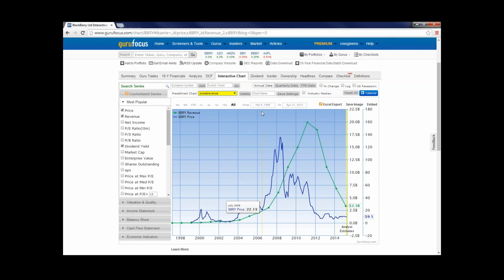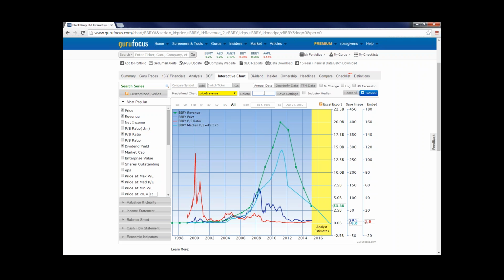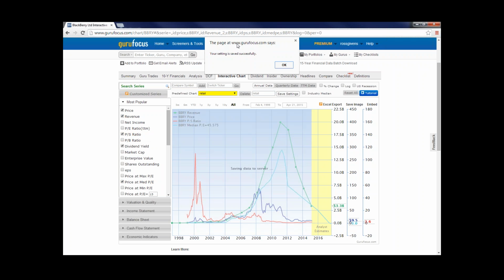Another thing you can do is save your own charts, right? So if there's certain parameters, like let's say you're looking at retail and you want to see the earnings history, the price to sales bands, and book value or something. Once you get this set up how you want it, with whatever indicators you want to see, you can name the charts. Let's just name it retail, for example. Click Save Settings, and you see here your setting is saved successfully.